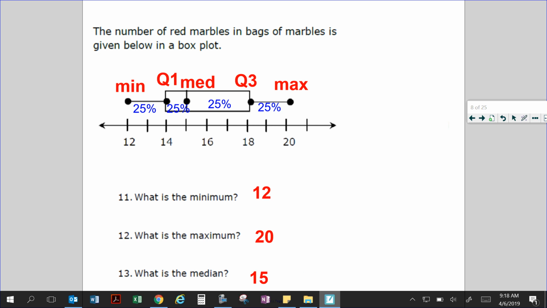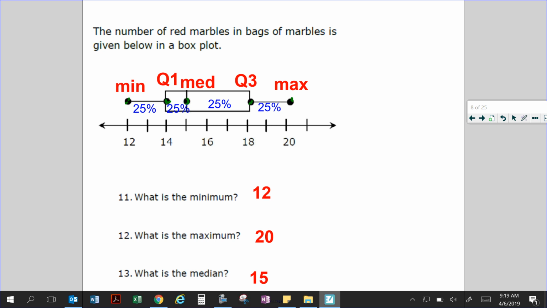So the number of red marbles in bags of marbles is given in the box plot. So here's a box plot. There are 5 dots. This is the minimum dot, the maximum dot, the median dot. Quartile 1, this is the median of the lower half. Quartile 3, median of the upper half. Each part of the box represents 25%. So we can answer questions after you label it.